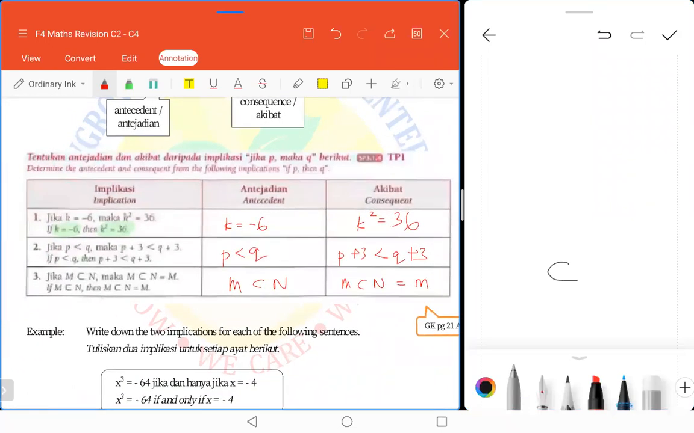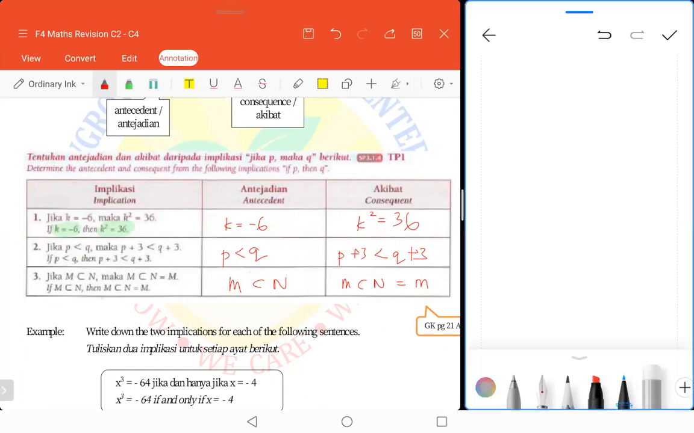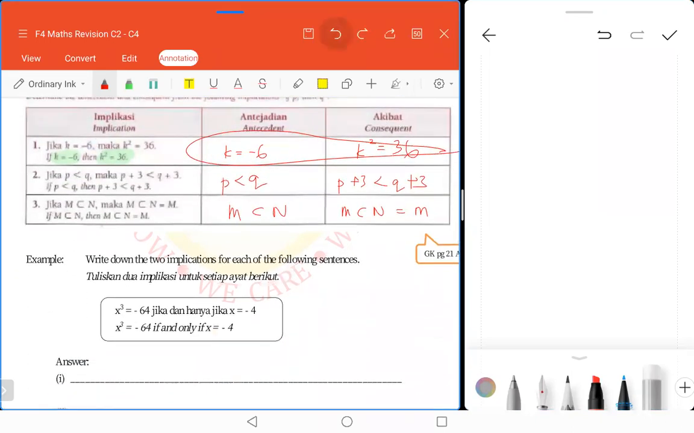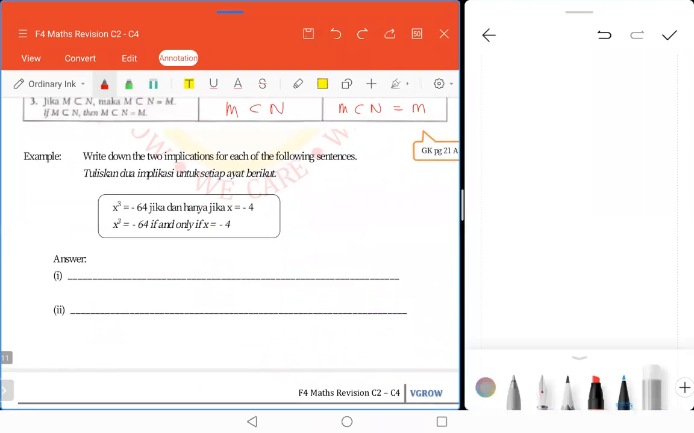Now, because this topic is super easy, you have to be super careful. Because sometimes when it's too easy, we tend to relax and we write something wrong. So if let's say the answer here is k squared equal to 36, but you write carelessly k equal to 36, it means wrong. It's totally wrong. The whole answer is wrong. Because it's too easy, you must be very, very extra careful.